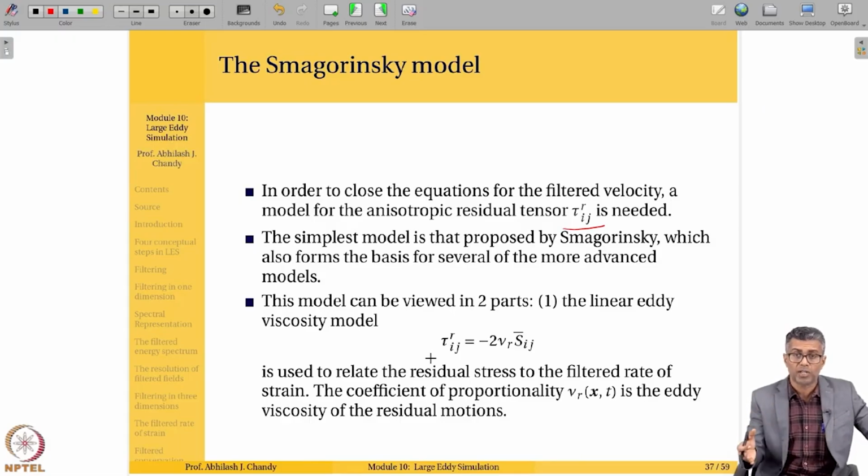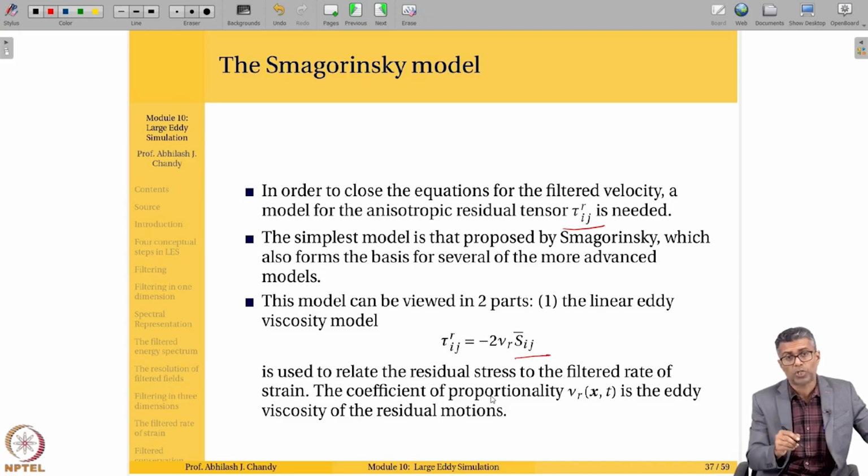We are solving the steady state equations, so the mean strain rate is what is available. Here in LES, we are solving the filtered conservation equations, so the filtered strain rate is available. So tau ij r is minus 2 nu r Sij bar. This is the filtered strain rate.